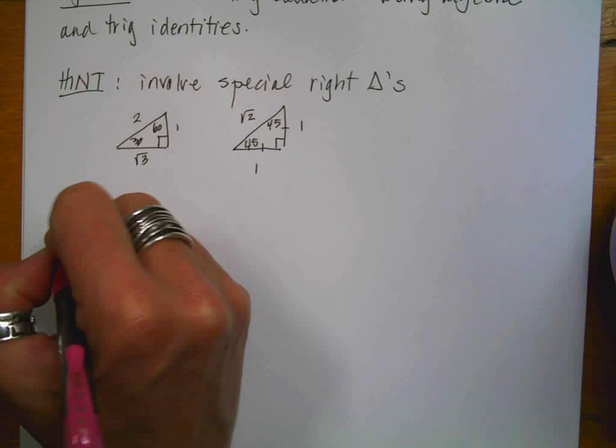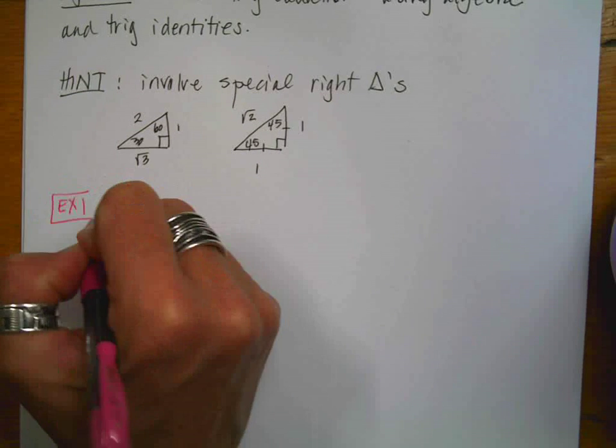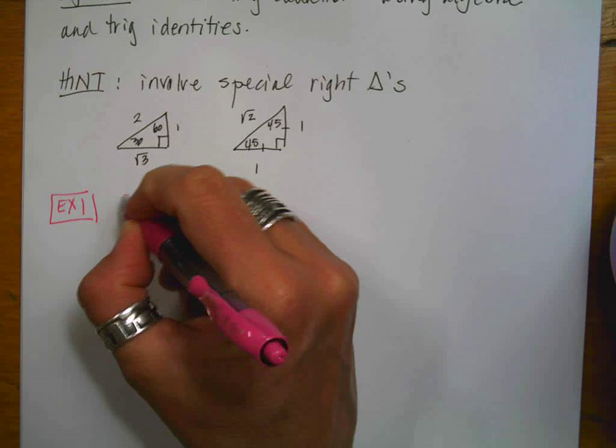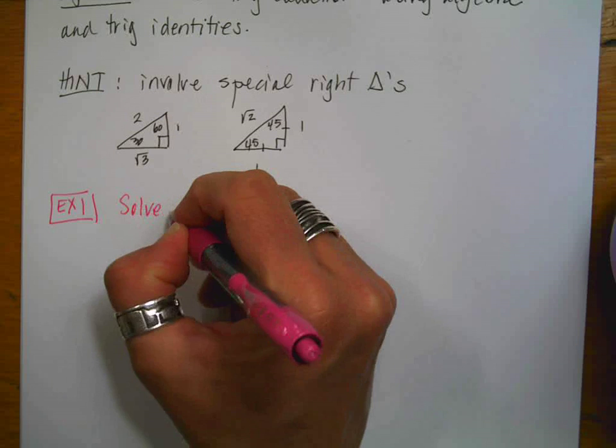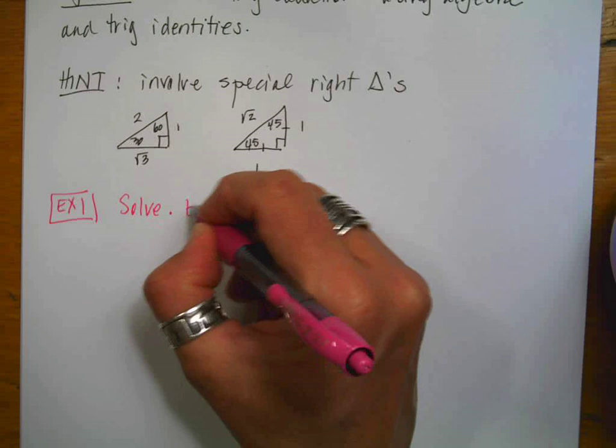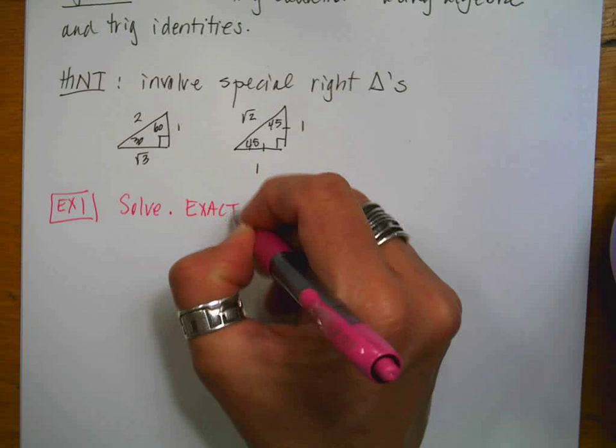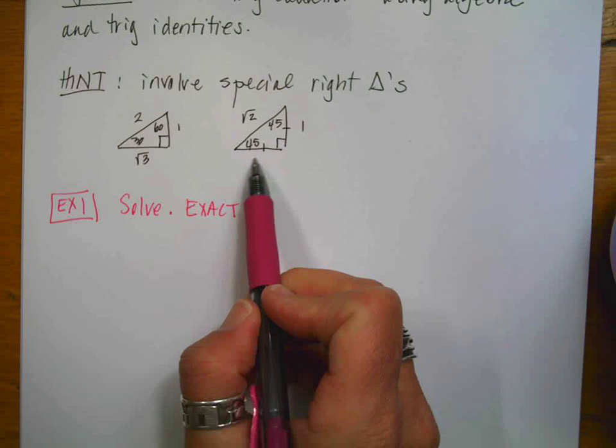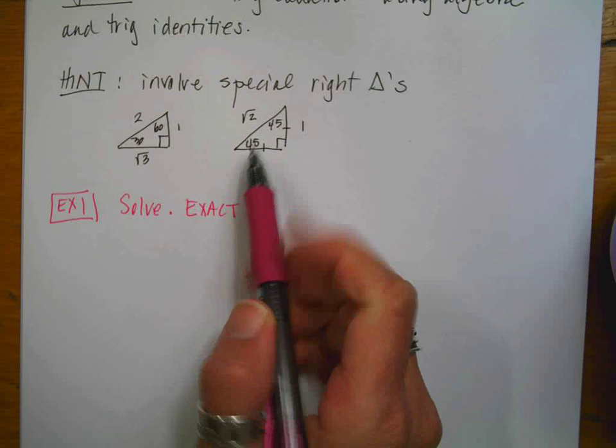So now let's just jump right in with our first example. And I think I say that every video, so I'll apologize now. I'm sorry. So we're going to solve, and we want to do exact. Remember that exact means you should be showing your work and not using your grapher.